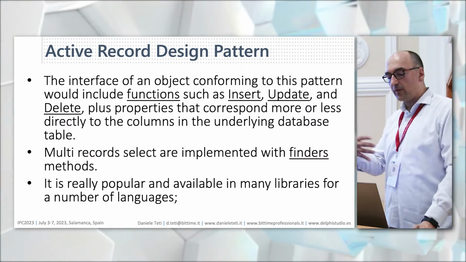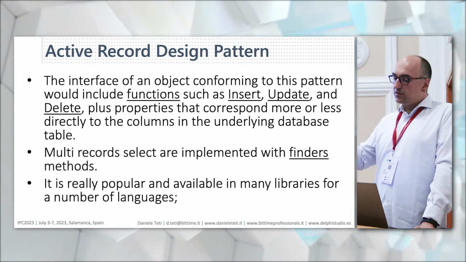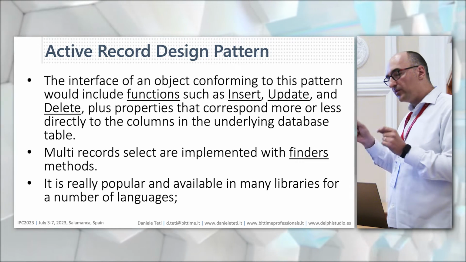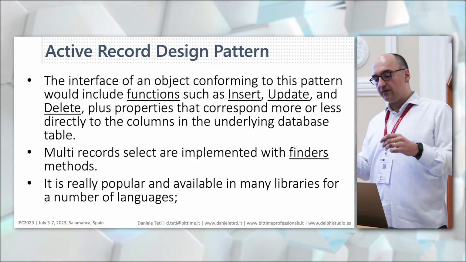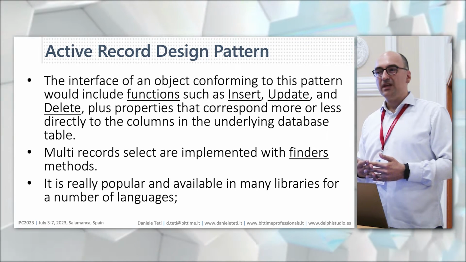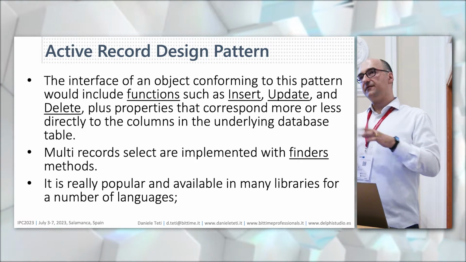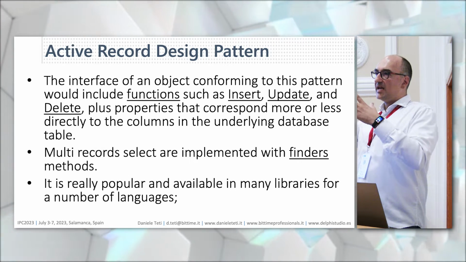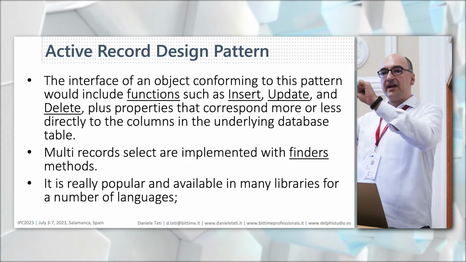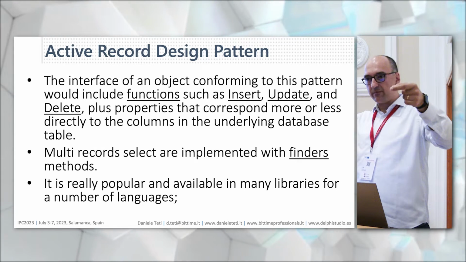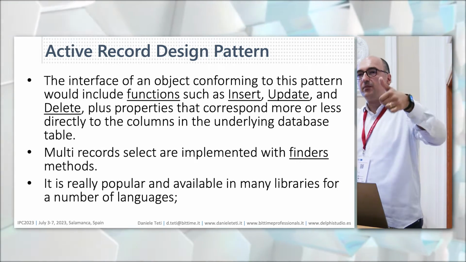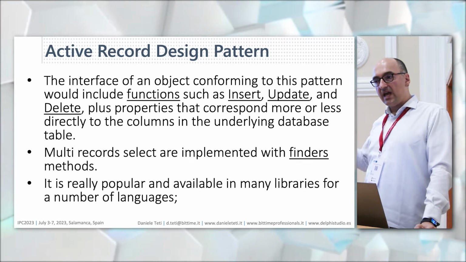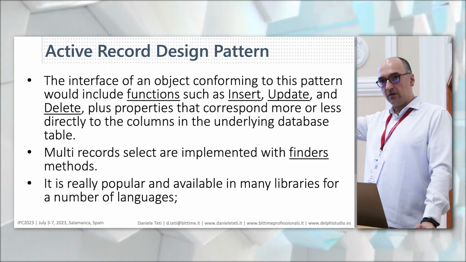The interface of an object conforming to this pattern includes functions such as insert, update, delete, plus some properties that correspond more or less directly to the columns of the underlying database table. So as a first approximation, you can think about an Active Record object like an in-memory version of a record of a table. It's not exactly like this, but just as a first step, you can think about it. Each field of the table becomes a property of the object, and each record of the table becomes an instance of the object. Okay.